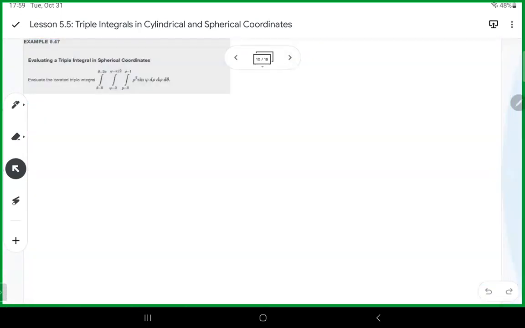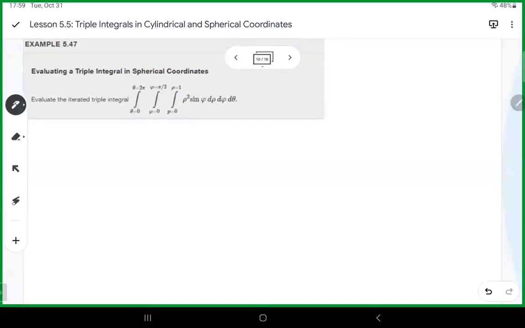Okay. So we're evaluating a triple integral in spherical coordinates, so we want to evaluate the following. So you can see where it starts. I'm just going to go ahead and pick up from it. So that's the first step. You would rewrite this. I'm not rewriting it. Try to save us a little bit of space.